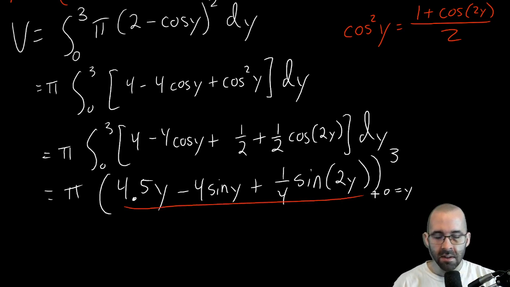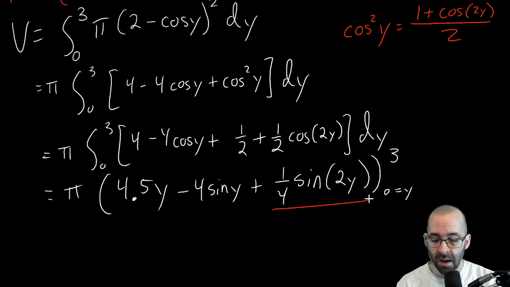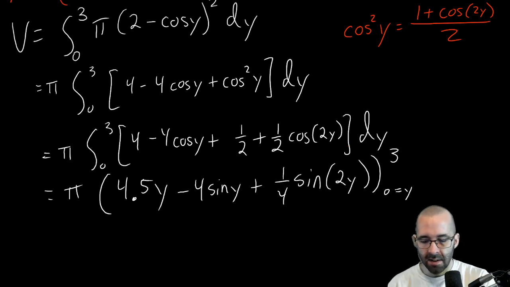Let's do a quick check that our antiderivative is correct by taking the derivative of this. The derivative of this with respect to y is 4.5. Good. We had that. 4.5. Derivative of this, negative 4 cosine. Great. Derivative of this, we have to have the chain rule, so it'll be a quarter times cosine of 2y times 2. Quarter times 2 is a half. So good. We have the right antiderivative.